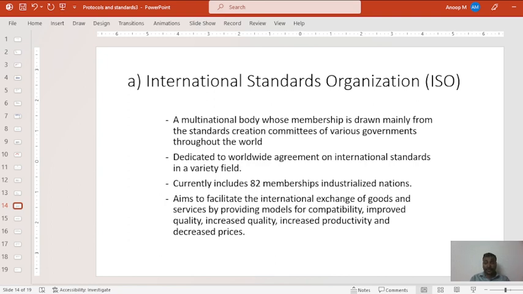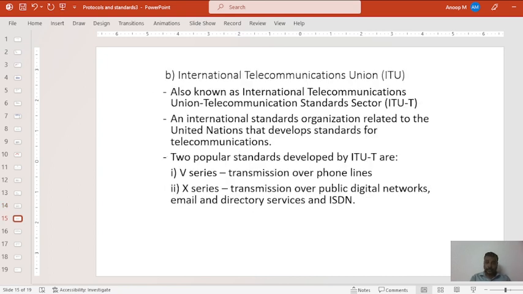Not for the exchange of goods. The main aim is to facilitate the international exchange of goods, providing the models for compatibility, increased quality and productivity, and decreased prices; for this we go for the ISO standards. When we go for telecommunication and computer networks, we have the V series as well as the X series. The X series is mainly used for public digital networks, and for transmission over phone lines we use the V series.